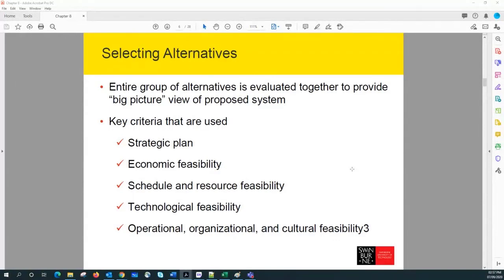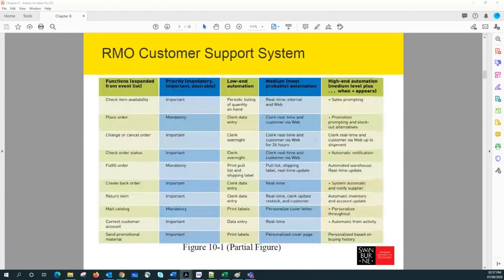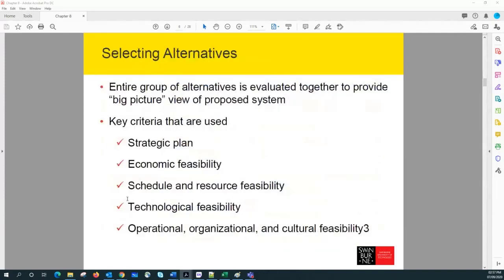But the entire group of alternatives usually needs to be evaluated together to get the big picture, because we can't just take one function, then this function, then this function. That is not the case in reality. We need to take the big picture to get a global outlook of this particular project. This is true for both predictive and adaptive projects. Adaptive projects may have less detail at this point, but an overall view of the system scope is very important for any type of new development, whether adaptive or predictive, right?